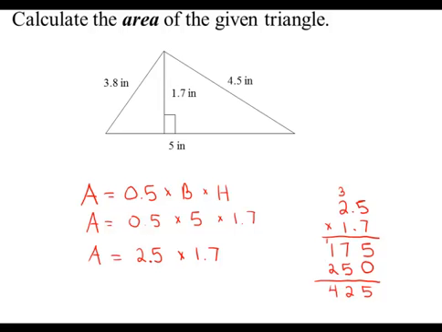425, and I will count over a total of 2 decimal places, since each of the numbers I was multiplying had 1 decimal place. My answer then is 4.25 square inches. Remember, area is always measured in square units.